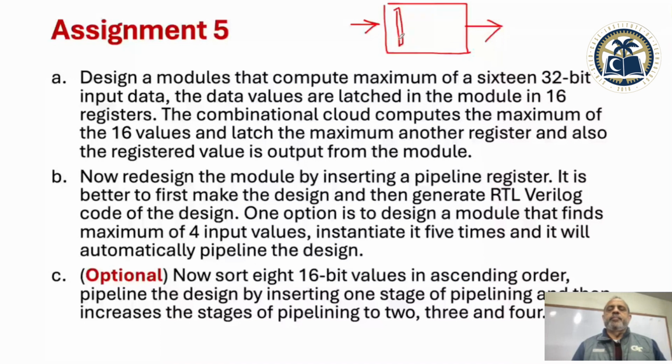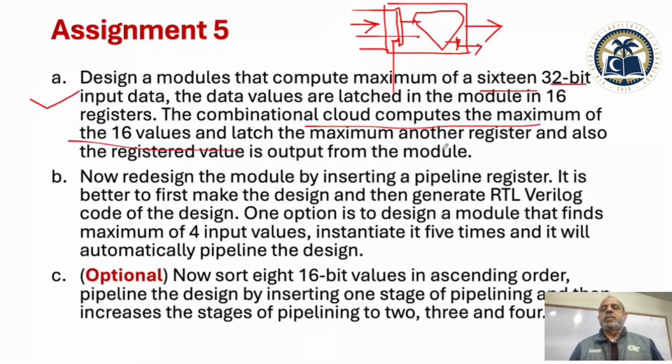like we did in our class as well. You just need to generate this, and then you have a large combinational cloud, and this cloud is going to compute one maximum value and latch it in a register as well, and then output this from the module. So this is the first part: design a module which has 16 32-bit inputs, and then a combinational cloud that computes the maximum of the 16 values and latches the maximum in another register and also outputs it.